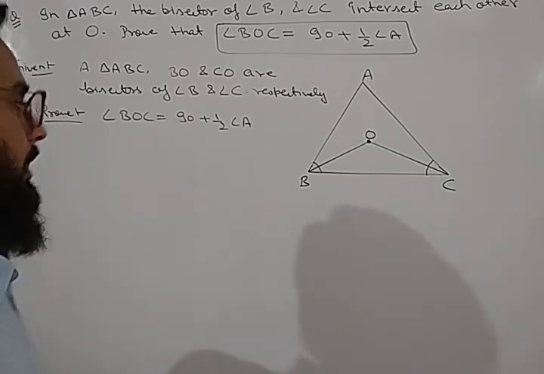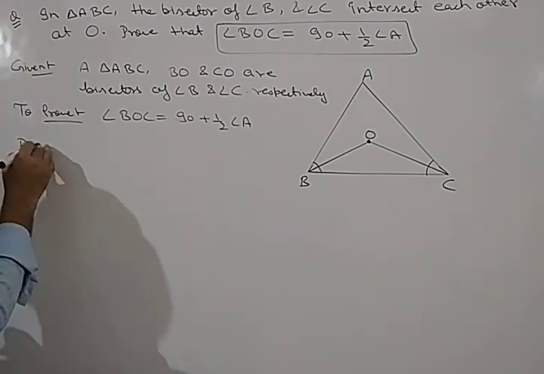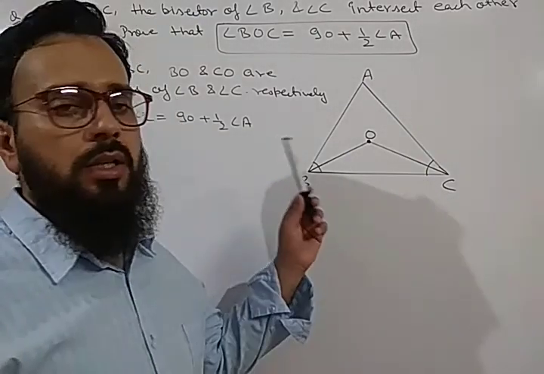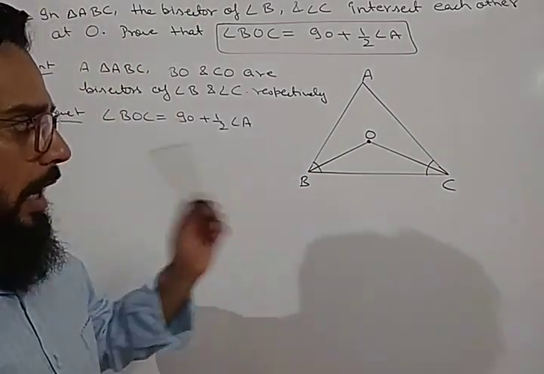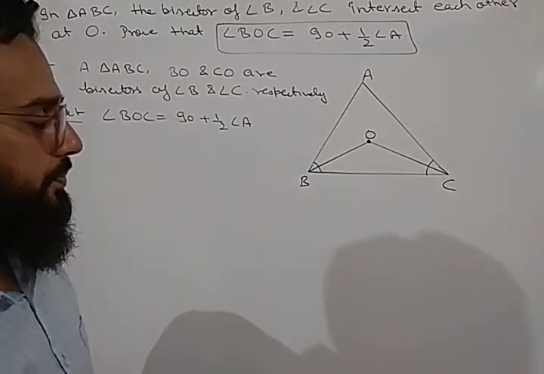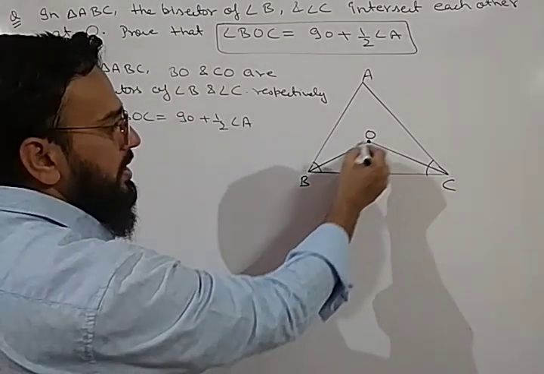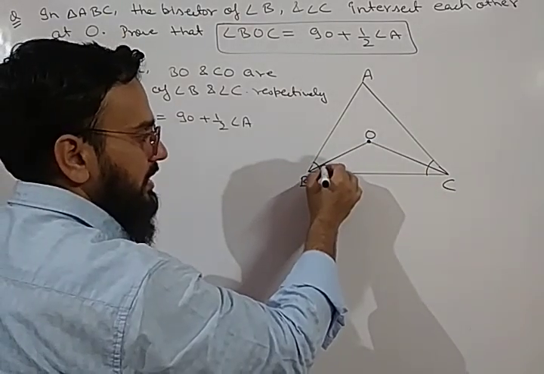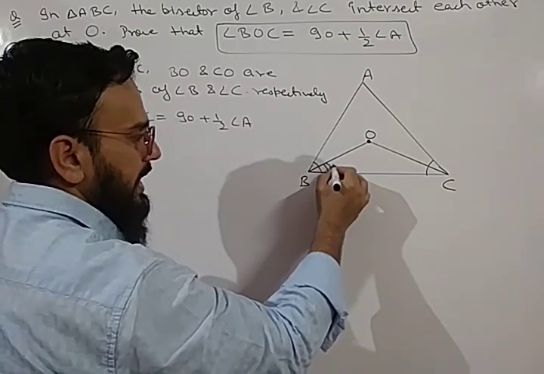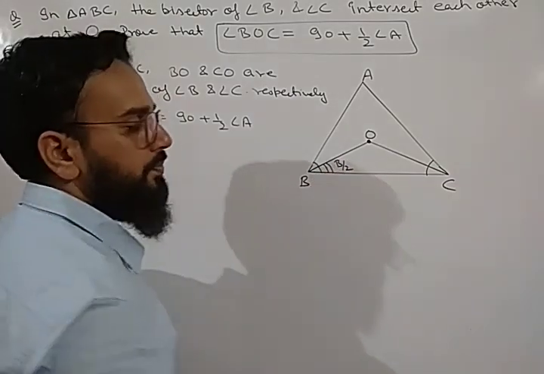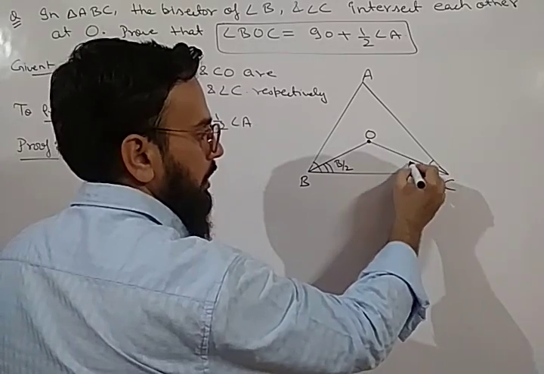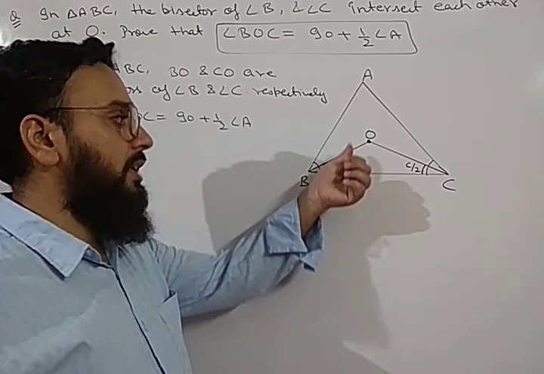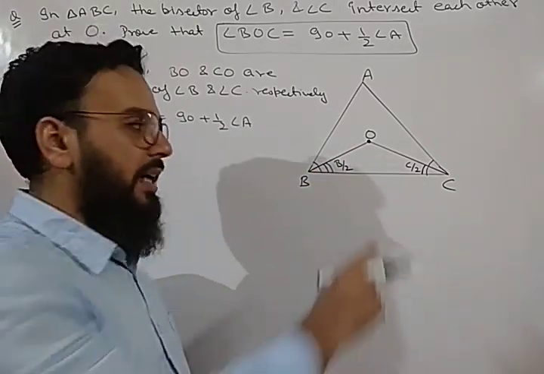So let us start the proving. The simple angle sum property will be used in this proving. But how we will use that is more important. So we have given BO is the bisector of angle B. So what does a bisector do? Bisector divides the angle into two equal parts. It means this angle will be equal to B by 2 and this angle will be equal to C by 2. Okay, why? Because we have given BO and CO are the bisector. So first we will write this statement.